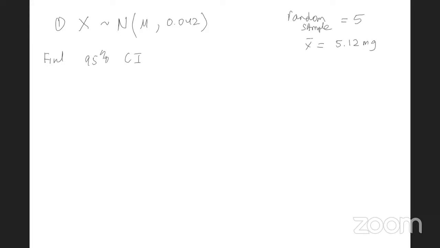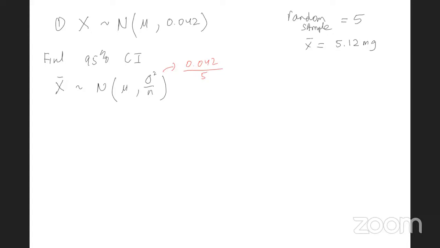The first thing we do is write X bar, because that's the distribution we're using. X bar is a normal with mean mu. We still don't know mu, but the variance is now sigma squared on n. What is sigma squared on n? We can work it out one time. Sigma squared on n will be 0.042 all over 5. We don't really need it right now, but I just wanted to show you.